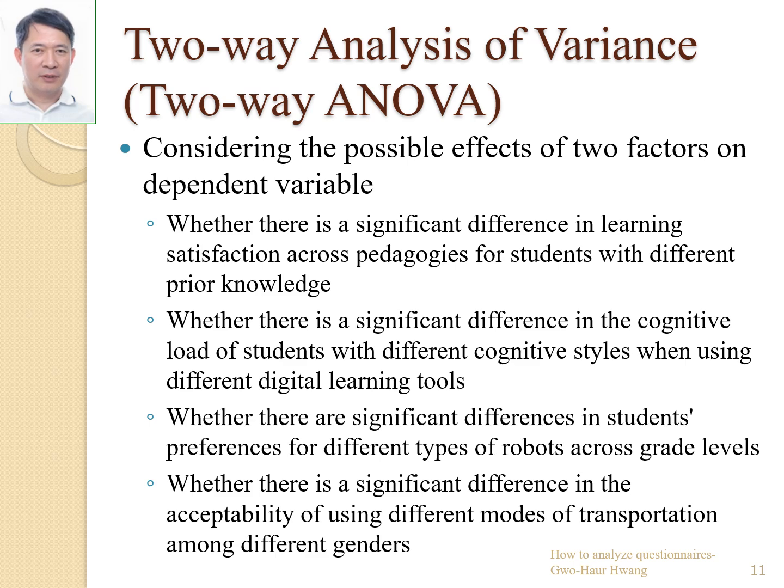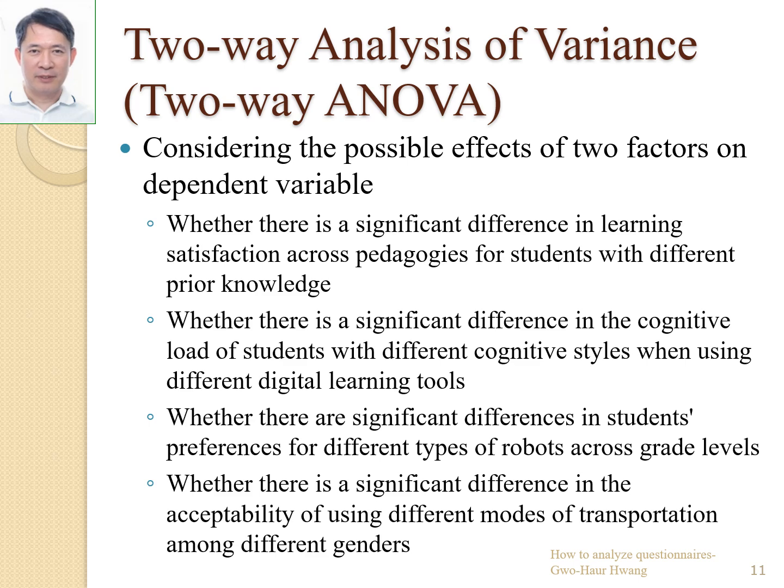Now, we will introduce the two-way analysis of variance, two-way ANOVA. Two-way refers to the fact that there are 2 independent variables. For example, whether there is a significant difference in students' learning satisfaction between students with different prior knowledge in different pedagogies. The first independent variable is different prerequisite knowledge, categorized as high and low. The second independent variable is different pedagogies, which can be classified as teaching methods A and B.